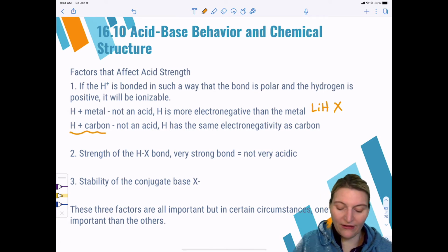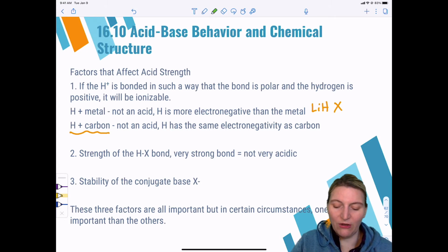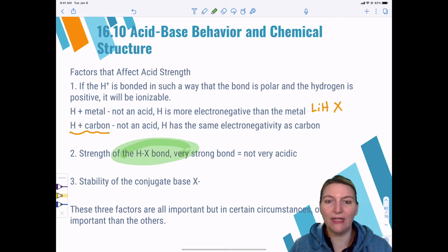So that means not hydrogen and carbon. Even though carbon is a nonmetal, hydrogen and carbon have essentially equal electronegativities, and they form nonpolar bonds, and those bonds do not break. So what are we talking about here? We're talking about hydrogen with any of those other nonmetals, oxygen and chlorine and fluorine, all those guys. So there's a couple things that we look at. We look at the strength of that bond, the hydrogen and nonmetal bond. If that is a very strong bond, it's not going to easily break.